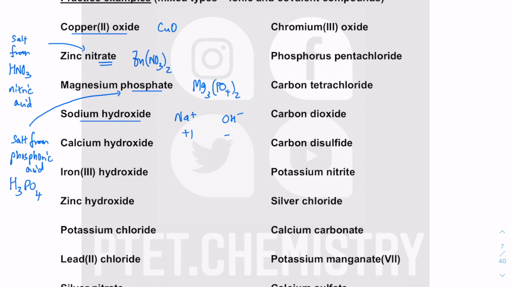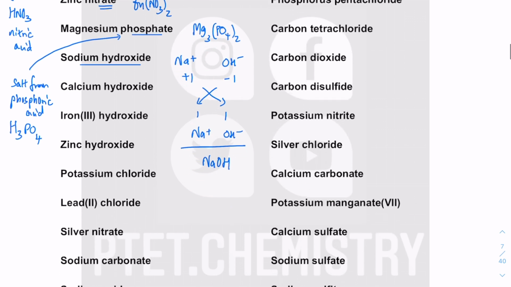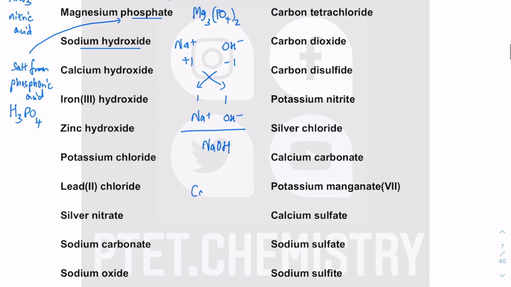Hope you can see plus 1 and minus 1. Even when you cross multiply them, it's just 1 and 1 for the value, which means 1 Na+, 1 OH-. Your formula is going to be NaOH. I'm just going to jump straight to the next one before I move them to the other page.